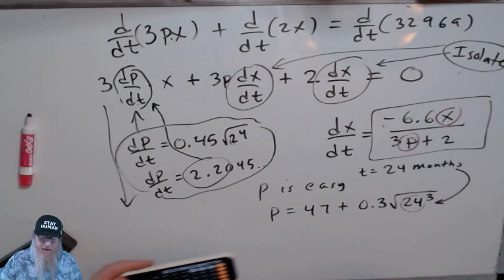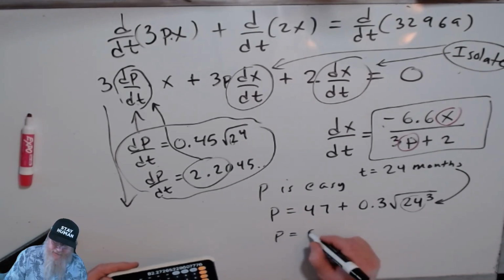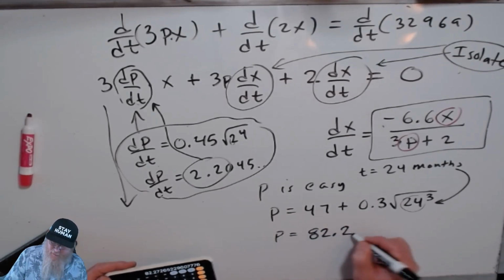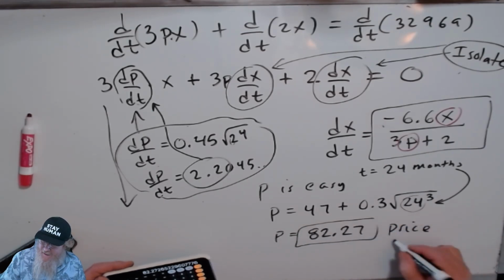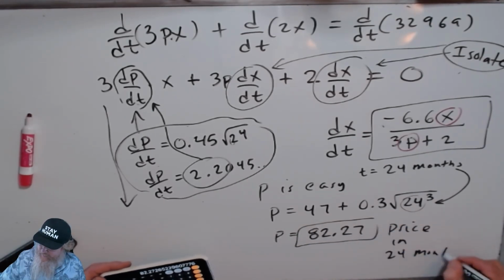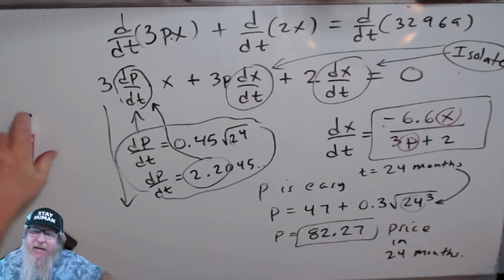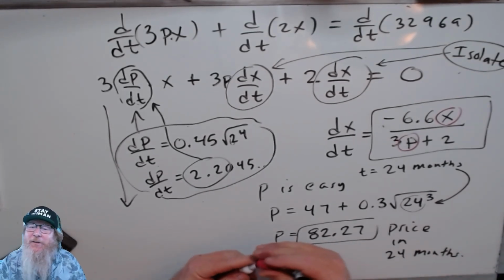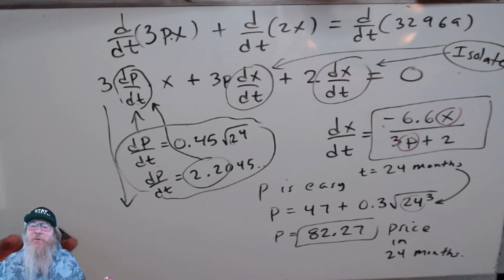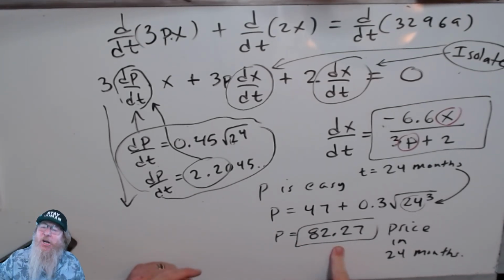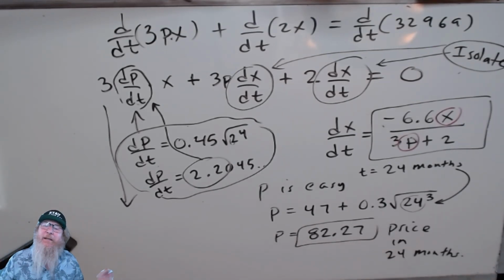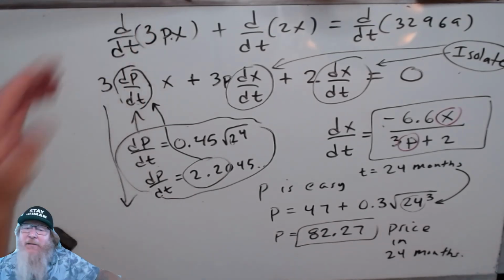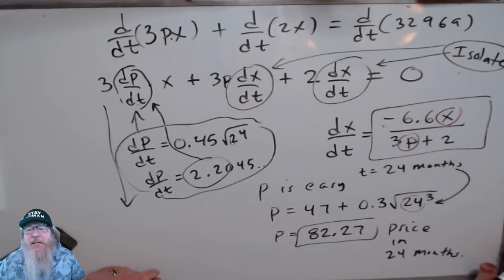I don't know what kind of coffee maker this is. I'm rounding to the nearest cent. So this is the price of the coffee maker in 24 months. I don't know what kind of coffee makers these are, but when they first were released, they were $47. 2 years later, the price has gone up to $82. Not every word problem is a realistic situation, but I don't know. I mean, maybe the price did go up.